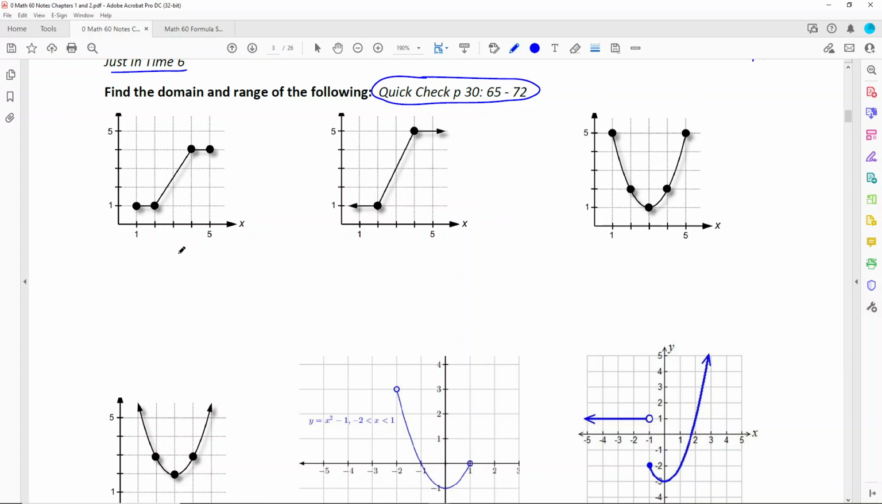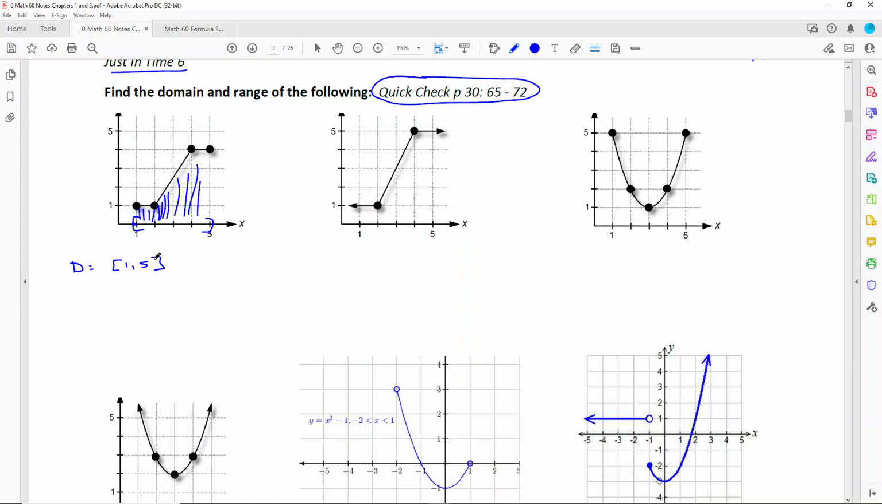Let's start with domain. So domain is the possible x values for a graph. So if you look at this graph, there are no points to the left of -1. So my x values are going to start here at 1. Then I can see that this graph casts a shadow. There's x values all the way until we get to 5. So my domain in interval notation would be anything between 1 and 5 inclusive.